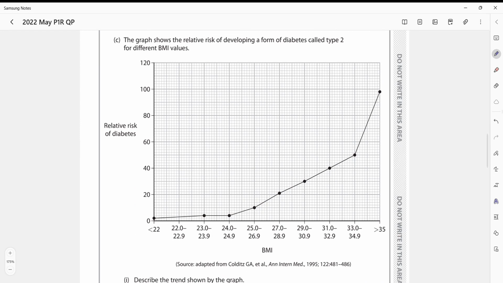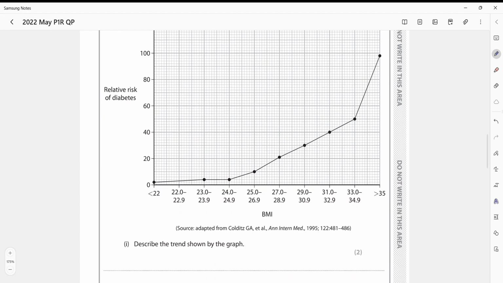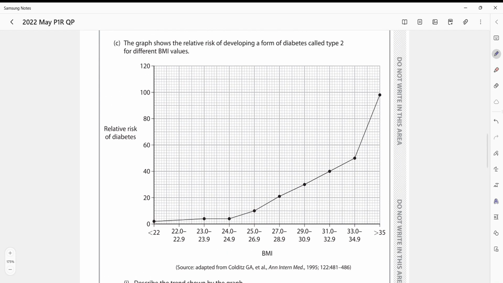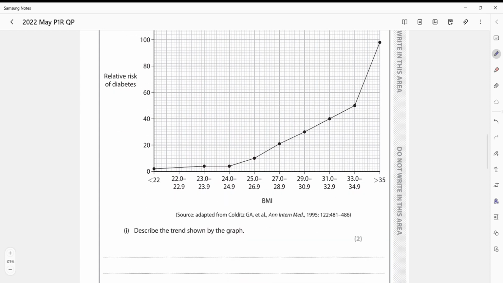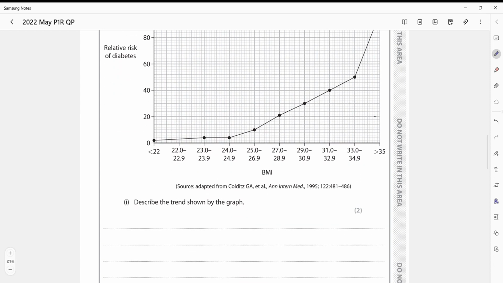All right, let's move on to this next part. So part C, the graph shows the relative risk of developing a form of diabetes called type 2 for different BMI values. So here are the BMI on the x-axis and then the relative risk of diabetes on the y-axis. Describe the trend shown by the graph. So usually we would phrase the answer as this: as something increases, the other thing increases or decreases, right? In this case, as the BMI increases, the relative risk of diabetes increases too.